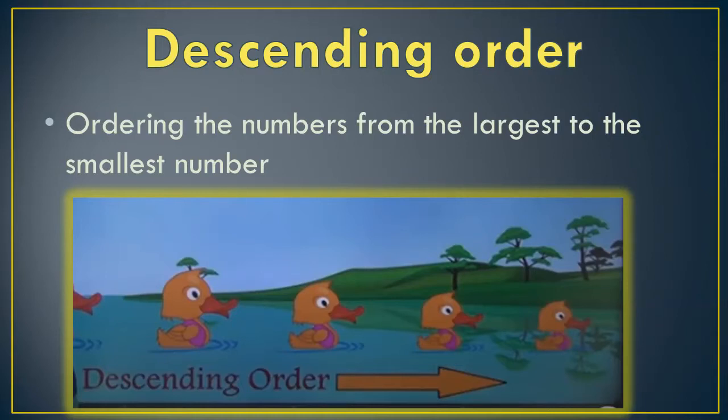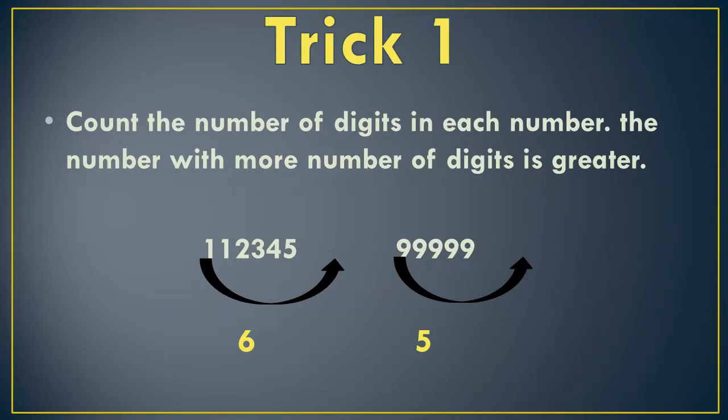Now let us see how we can arrange or order 6-digit numbers. So students, I will tell you some tricks for arranging 6-digit numbers. Trick alert 1 is count the number of digits in each number. The number with more digits is greater.